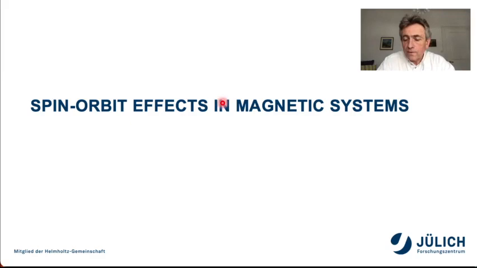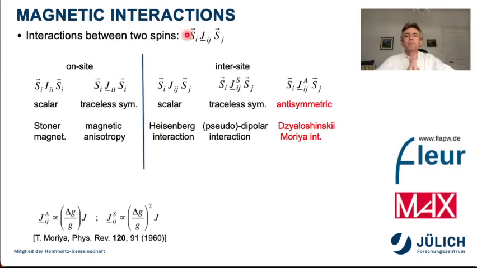Now, in magnetic systems, we usually want to describe magnetic interactions between two spins. You can generally write this as a product between a spin, a matrix and the second spin here, when they are located either on two different sites or on the same site. And for the on-site terms, you can distinguish between a scalar part of the interaction, which is just the Stoner magnetism, and a traceless symmetric part, which is the magnetic anisotropy, which determines in the end in which direction your spin wants to point at this particular site.